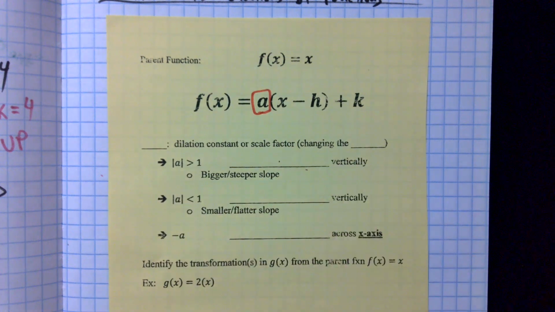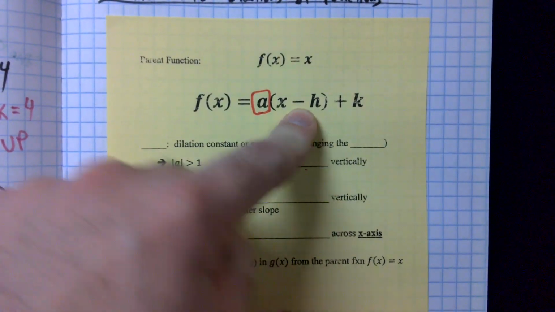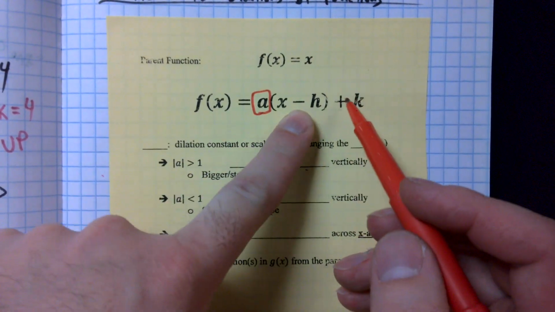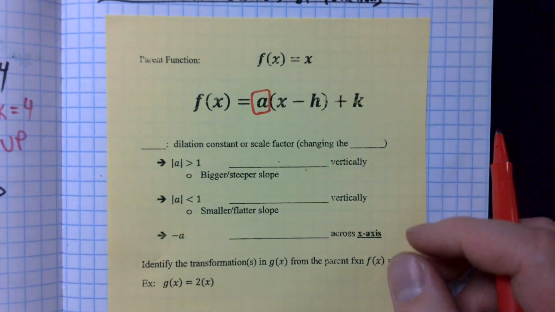So once again, h, we said, is my horizontal shift, my translation left or right. If it's inside the parentheses, I've got to think opposite, right? So if there's a -4, that means I'm going to the right. If there's a +4, I'm going to the left.